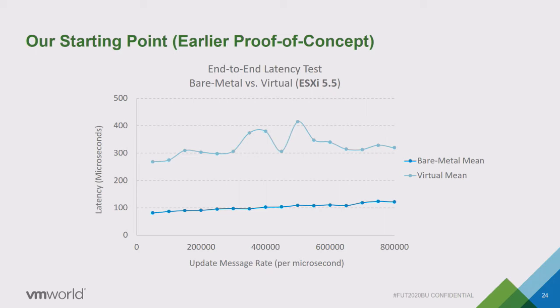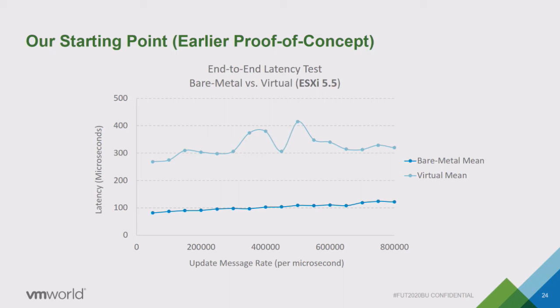This was done in ESX 5.5, and this figure shows the latency. The y-axis is latency in microseconds, and lower is better. The x-axis is the number of updated messages per microsecond. The lower curve is bare metal, and the upper curve is virtual. You can see the performance results were not very good. It's pretty bad. The bare metal range was around 100 microseconds, but the virtual range was around 280 up to 400 microseconds. And there were some bumps or spikes, which was undesirable.